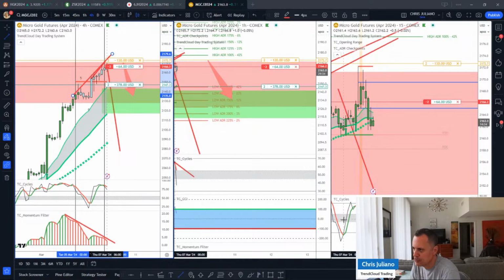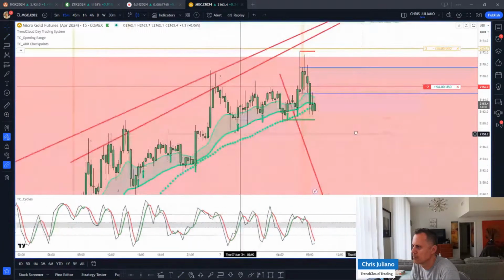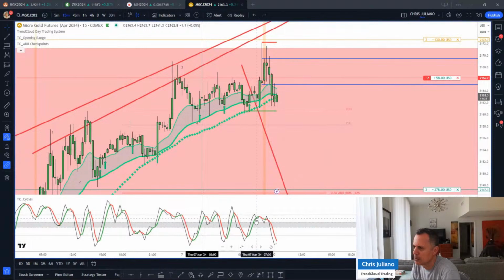Here's that triple cross on the 15-minute chart. Right here. Cross to the downside, number one. Cross to the downside, number two. Cross to the downside, number three. Triple cross right there.